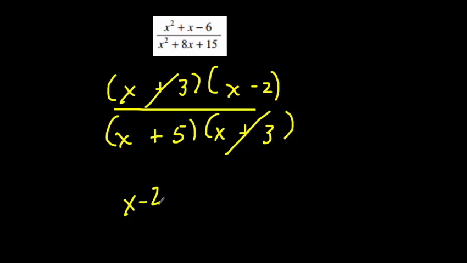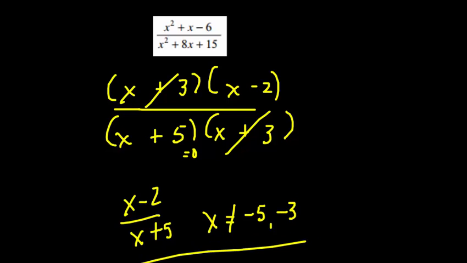So I'm going to get x minus 2 over x plus 5, where x can't be equal to, and if I once again set these equal to 0, so x plus 5, if you set that equal to 0, just move the 5 over. So x can't be -5, or x can't be -3. And there's your final answer.